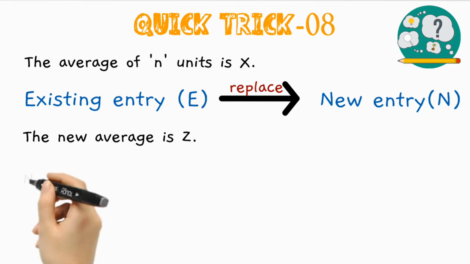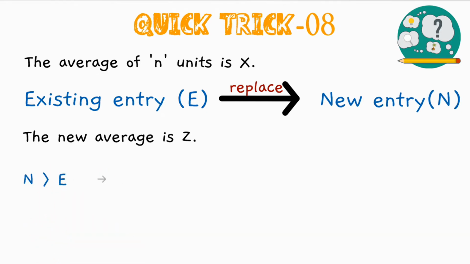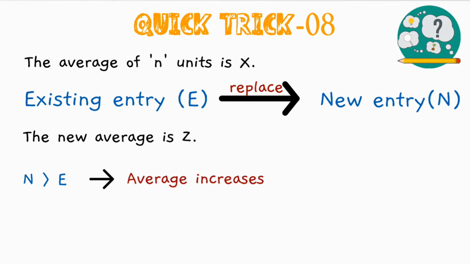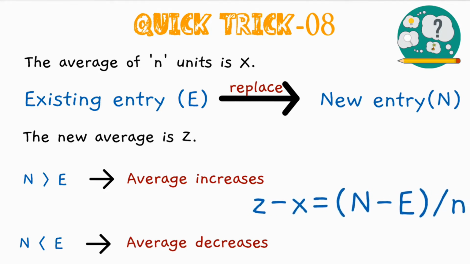Here we have two cases. In first case, the new value n is greater than the existing value e. Under such case, the average increases. And in case 2, consider the new value n is less than the existing value e, such that the average value decreases. Here, the change in averages is simply equal to n minus e divided by small n.